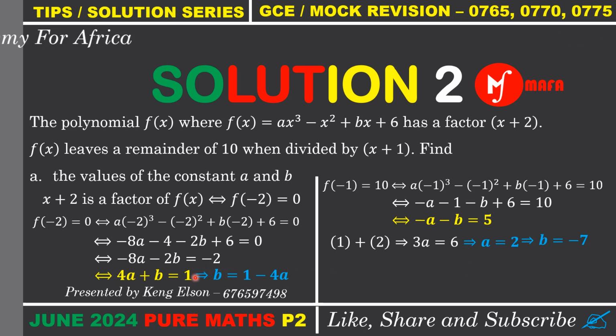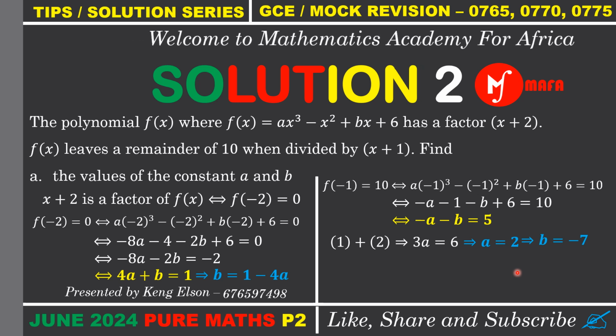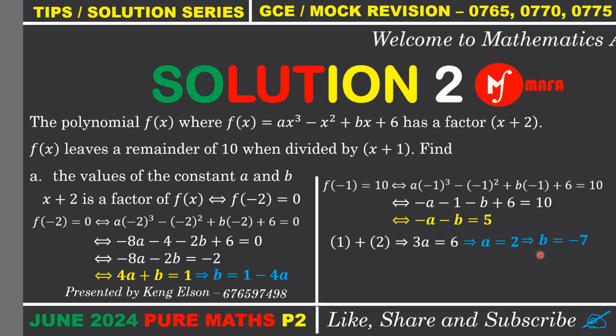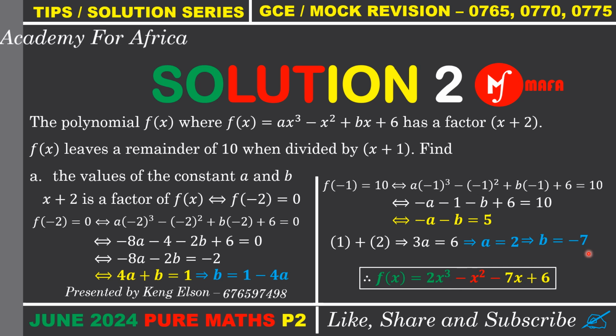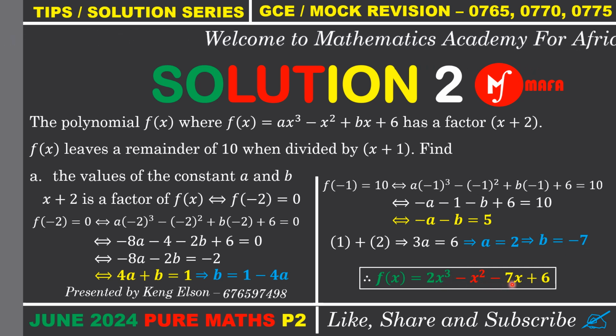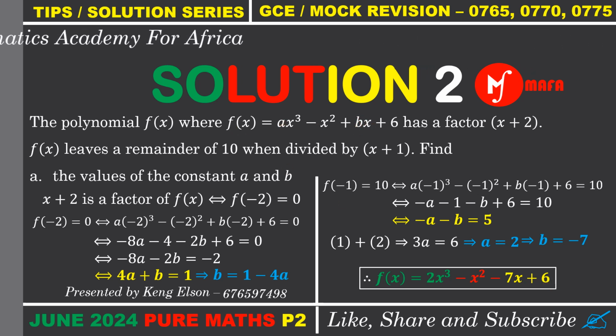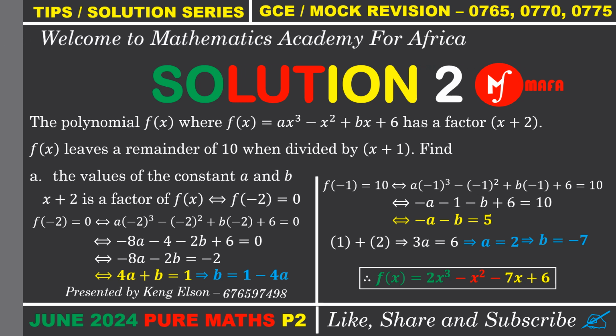Actually, I had to display this one before this one where there was a clash, but anyways, I believe you have understood. So a is equal to 2 and b is equal to -7. So in conclusion, what is f of x? 2x cubed minus x squared minus 7x plus 6, after replacing a with 2 and b with -7. So we are done with the first part of question 2a.